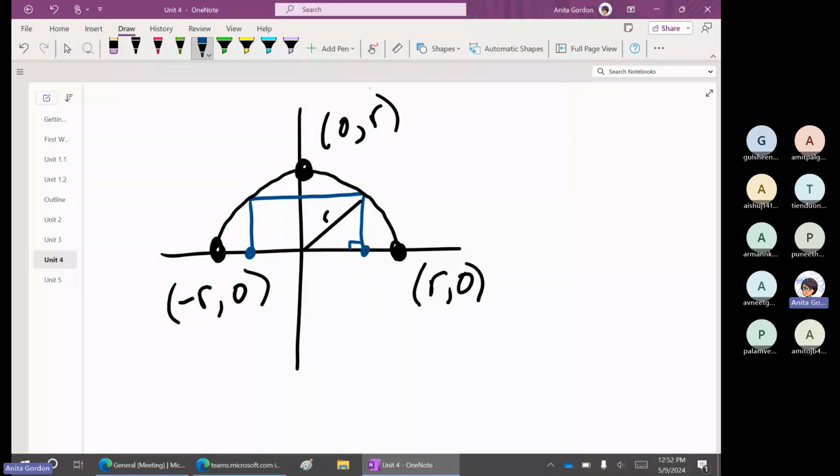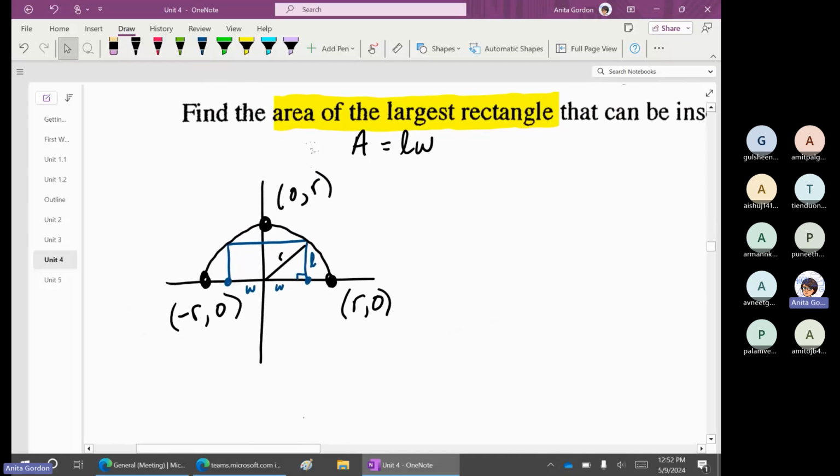So let's call this width and length. Or if you don't like that, you can call the bottom one lengths and the top ones width. Or you can say X's and Y's. I don't really care. Label them however you want. Letters are letters. So we know that the area of a rectangle is length times width. Looking at the picture that we drew, how would I write it using the variables I have? 2WL, right?